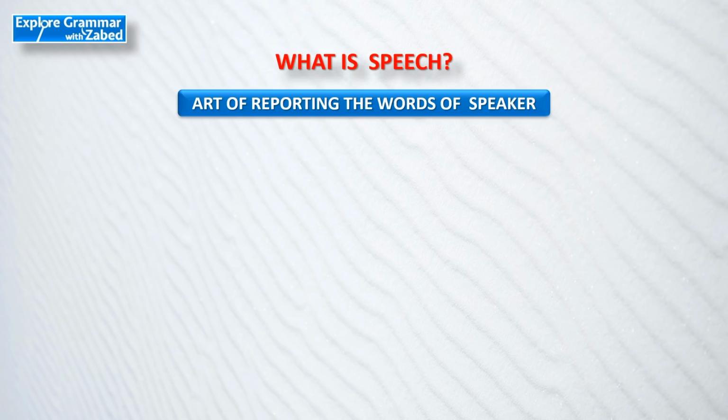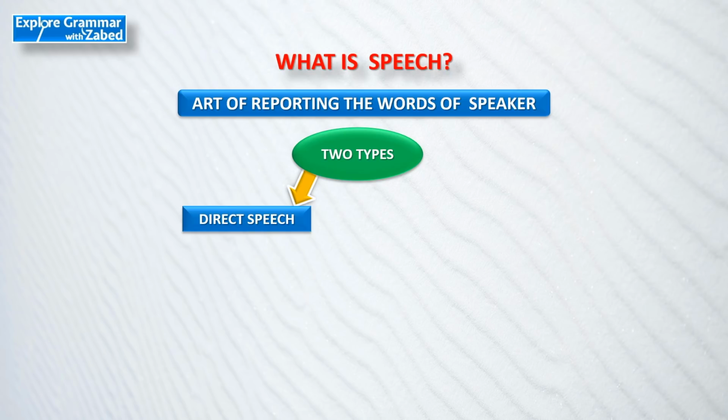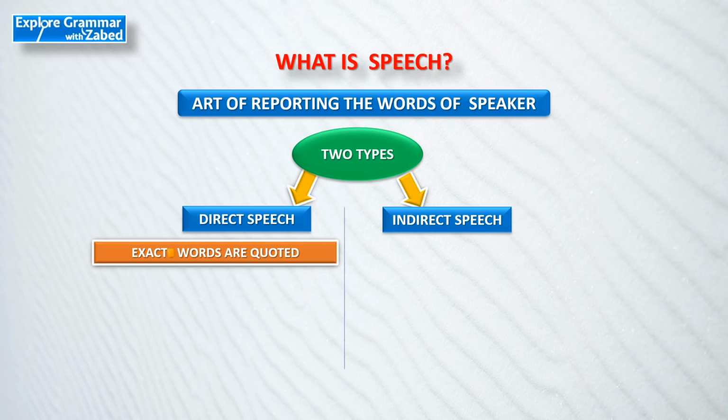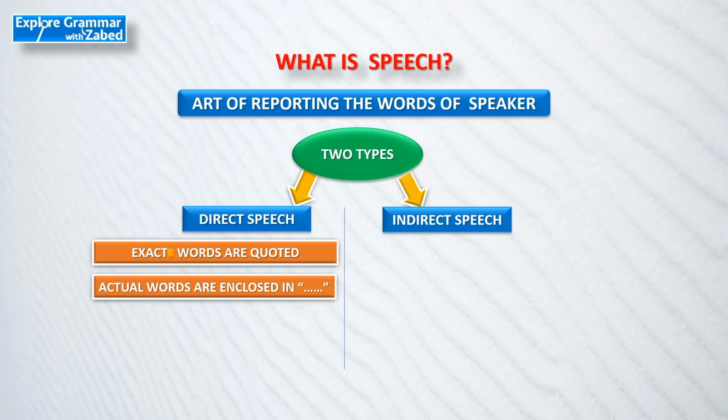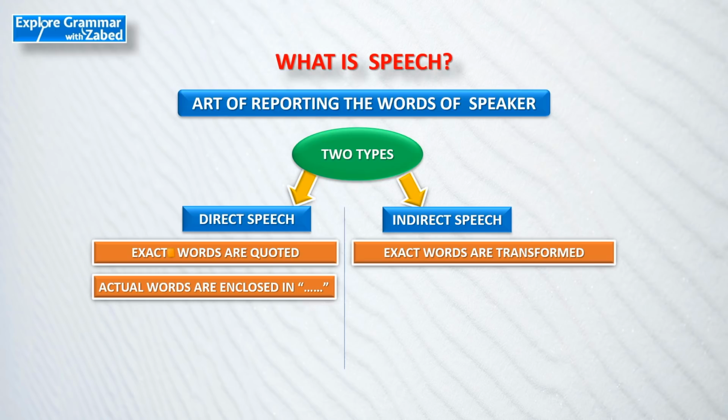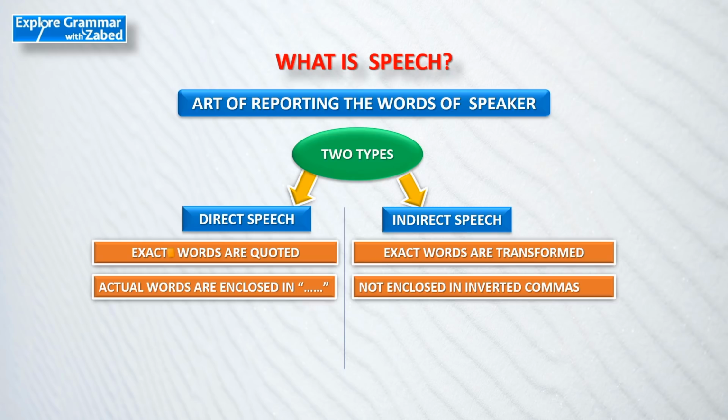Let's first quickly remember what we learned in the previous video. What is speech? Speech is the art of reporting the words of speaker. There are two types of speech. First one is direct speech and the second one is indirect speech. In direct speech, actual words are quoted as it is without any change. Exact words are enclosed in the quotation marks or inverted commas. On the other hand, in indirect speech, exact words are transformed. They are not enclosed in inverted commas.